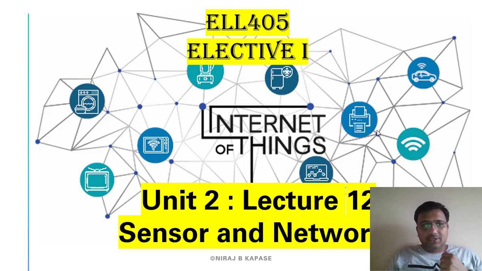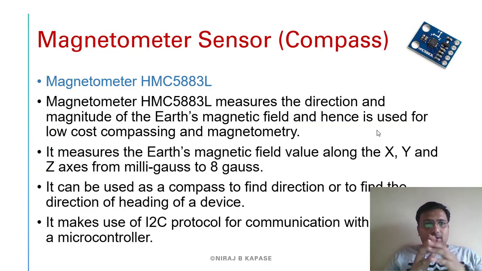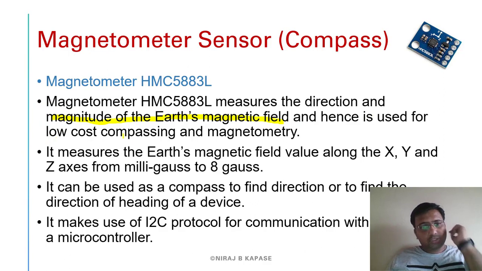Now we'll move forward in this lecture, lecture number 12, that is sensors and network. In this, we'll first see a magnetometer sensor, that is a compass sensor. The magnetometer sensor number is HMC5883L. It measures the direction and magnitude of the Earth's magnetic field, and hence it is used for low cost compassing and magnetometry. Many phones support the magnetometer, that is compass applications. With that compass application, it requires a magnetometer.